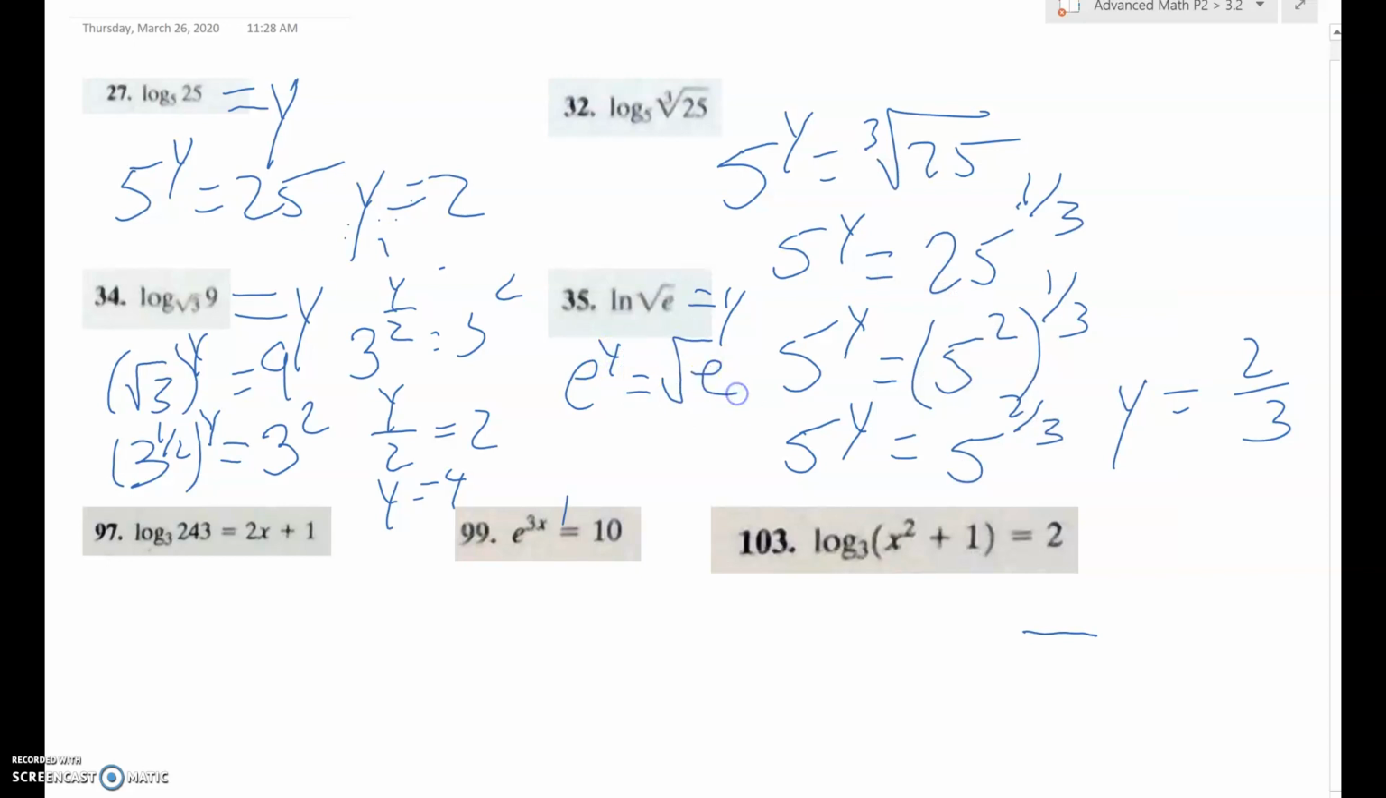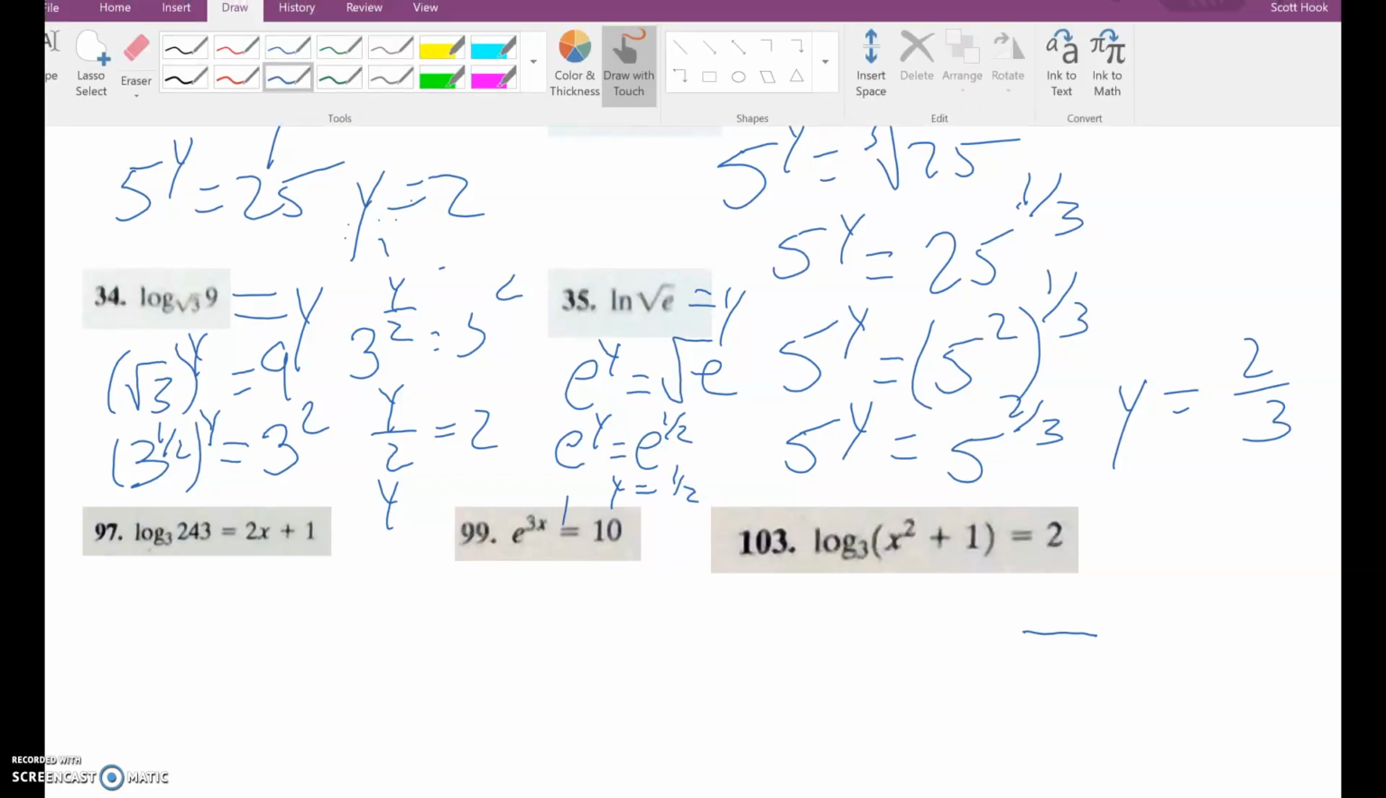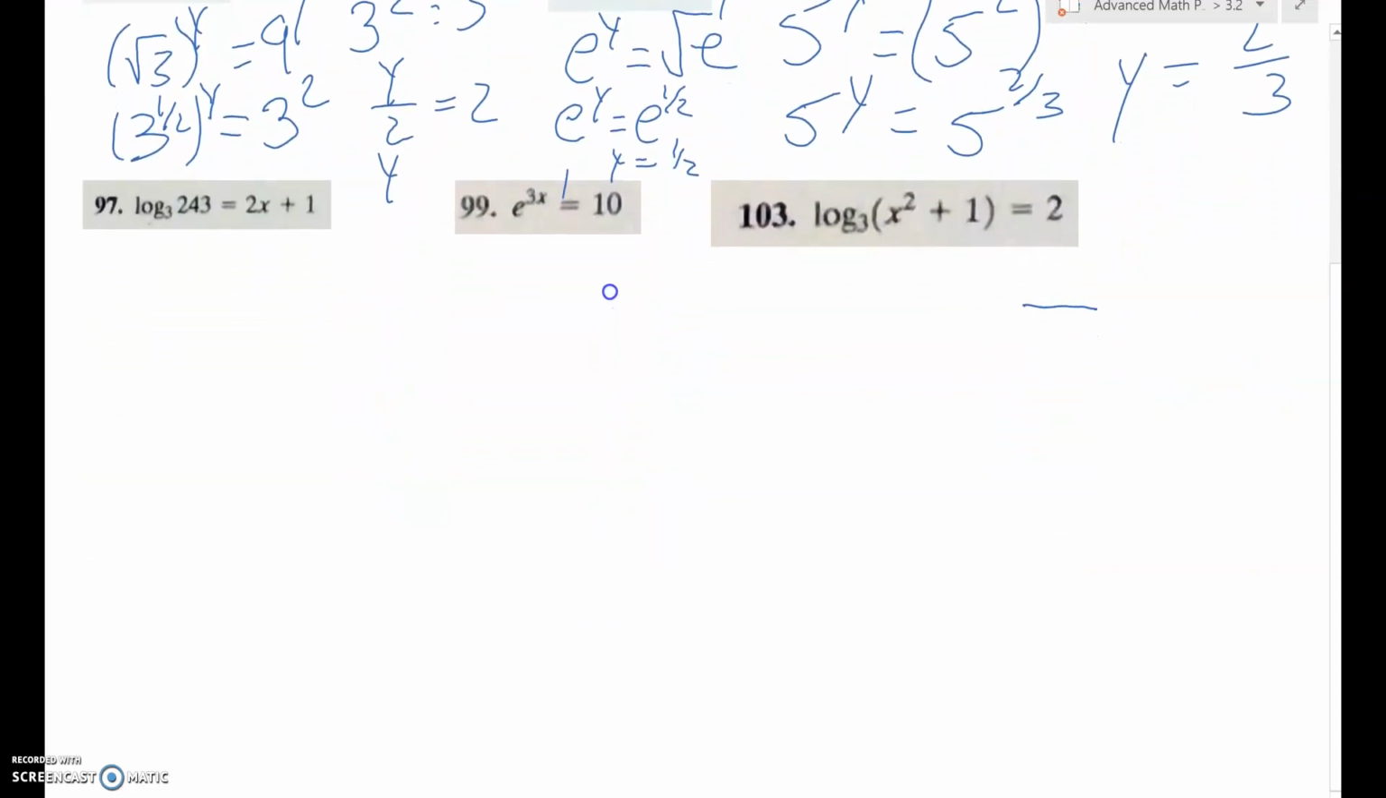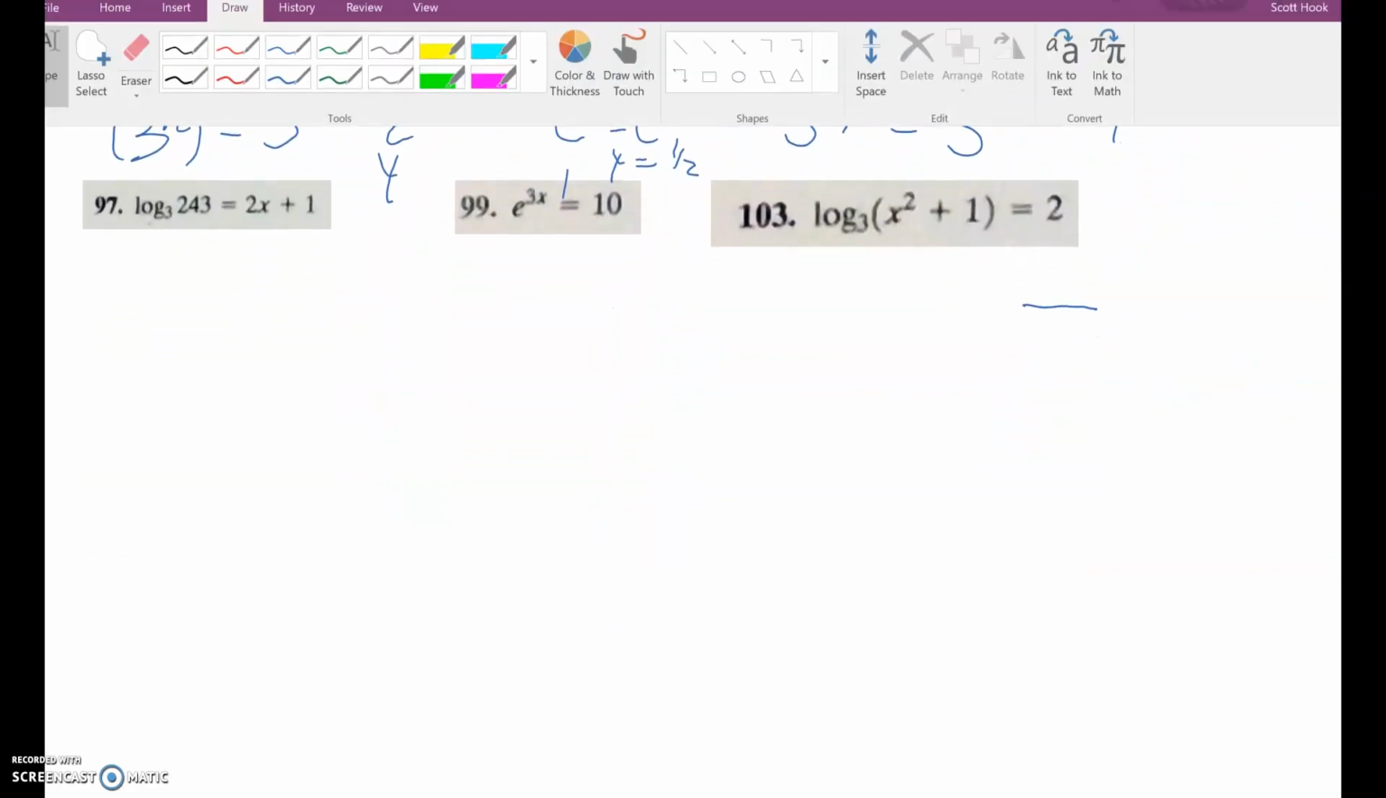equals the square root of e. Okay, remember, square root of e would be e to the 1/2. So this is e to the y equals e to the 1/2. So y equals 1/2. Okay, all right. So remember that the log is a base e. All right. So let's look at some of these equation ones here. Give myself a little more space.